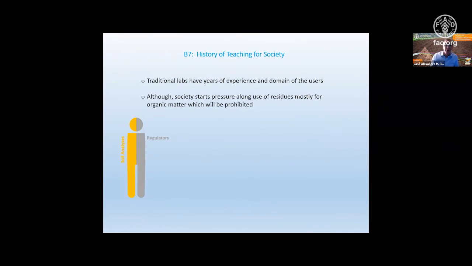Okay, so this was the Brazilian spectroscopy. We were prepared and we convinced scientists to do it. But these were not the regulators yet. So now it's the history of teaching for society, because now I had something to show to them. Now, for teaching, this is the history, how it initiated. Traditional labs have years of experience in the domain of the users.